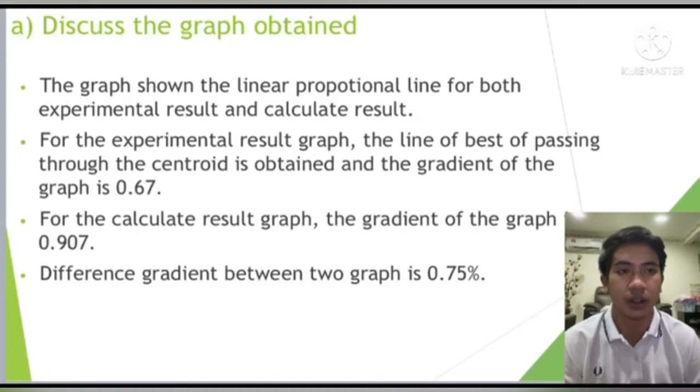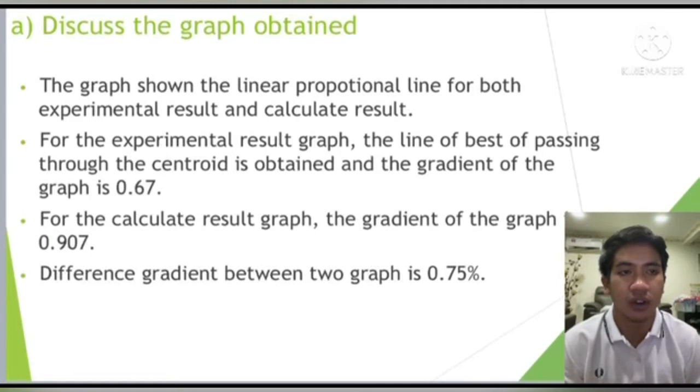0.67, while for the calculated result, the gradient of the graph is 0.907, which is approximately equal to 1. This means that the gradient of the graph from the calculated result perfectly follows the rules as stated in Newton's law of motion.